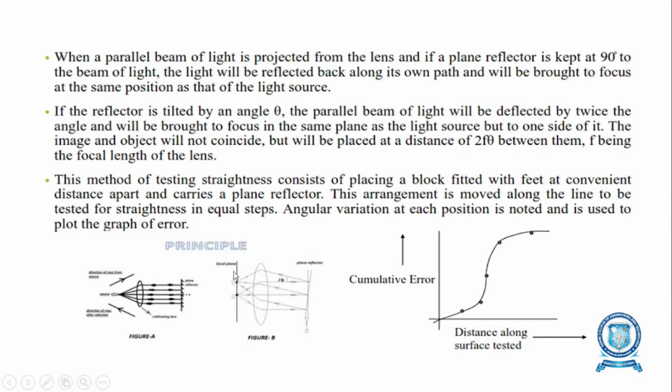When we see this, there are 2 points. The initial point starts at this point, and it will be reflected, and the end point will be found on this area. So there is a distance between the initial point and the end point. This distance is called 2 theta f. By this principle, we can find out the deviation of the flat surface.